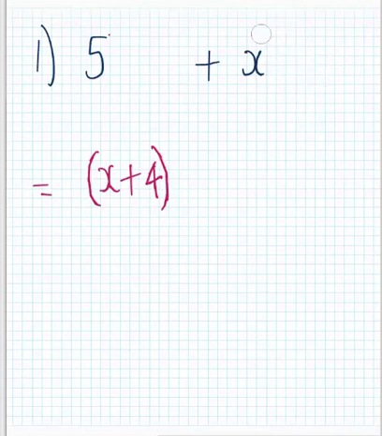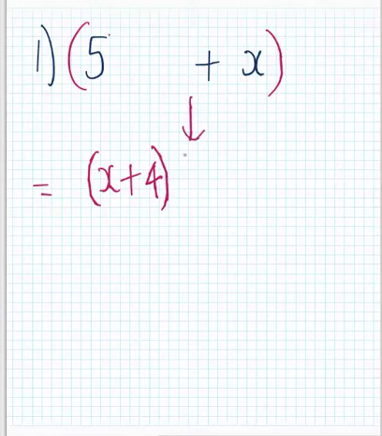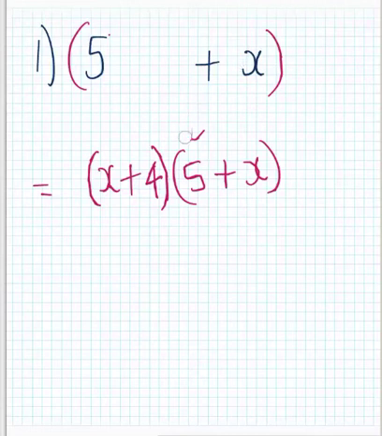What do I have left? Just 5 plus x. And the last thing you got to do is put a bracket around the 5 plus x, okay? And put it next to the x plus 4 in its own bracket. And you're done. That's all you have to do, okay?